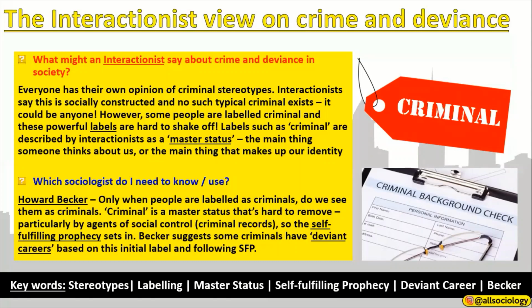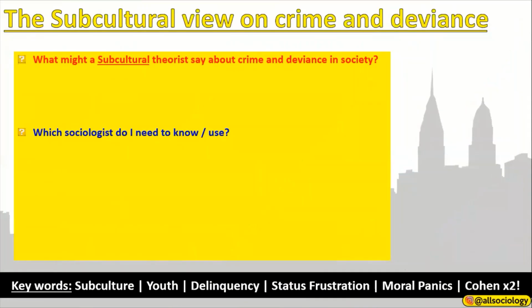Once that master status sets in, the self-fulfilling prophecy sets in, you start to believe that you're a criminal or becoming more of a criminal, and as a result of this, Becker refers to criminals who are following this self-fulfilling prophecy as having a deviant career, where they'll never seek to actually make a legitimate living. They'll constantly go down that illegitimate, illegal route, just as a result of labelling and self-fulfilling prophecy. So that's a little bit about interactionism and labelling and Becker. And just onto the final bit that I want to cover today, which is on subcultural theory.